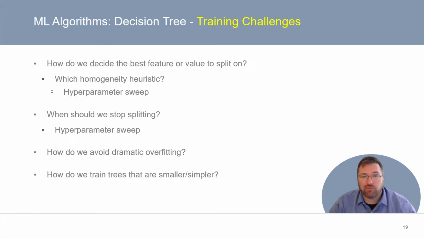Next, related to overfitting, how do we train trees that are smaller or simpler? This can most easily be addressed by limiting the maximum tree depth parameter. However, an alternative approach involves post-processing a trained tree with pruning, which we'll discuss a bit more in a couple of slides. And lastly, what do we do about missing values, either during training or when applying a trained model to make predictions? We'll discuss this as well in a few slides.